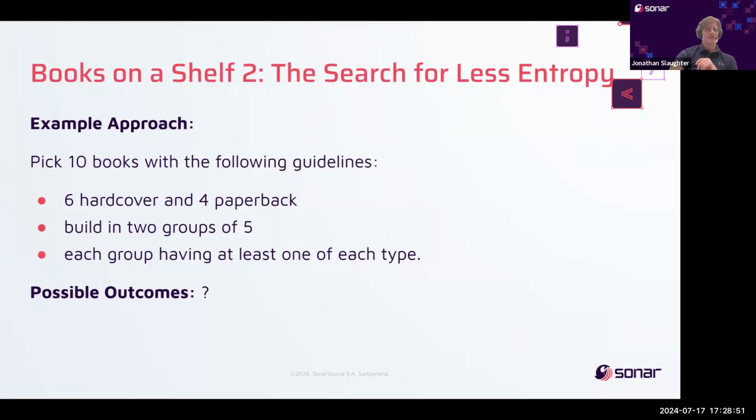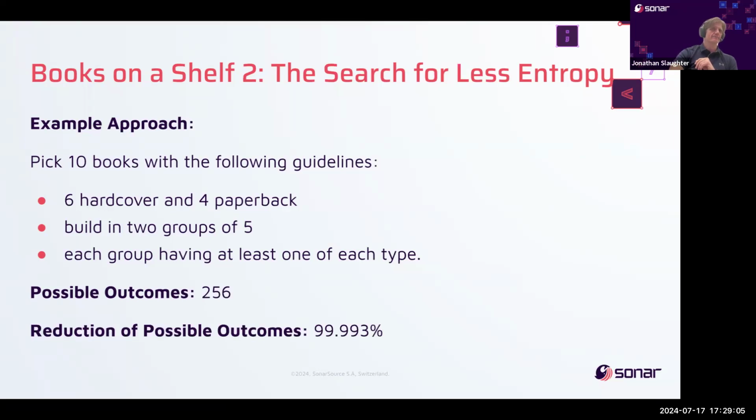Number of possible outcomes. Well, instead of 3,628,800, I think it is, you come out with 256. That is a reduction of 99.993%. So when you start thinking about just a few guidelines, they help with the outcome.